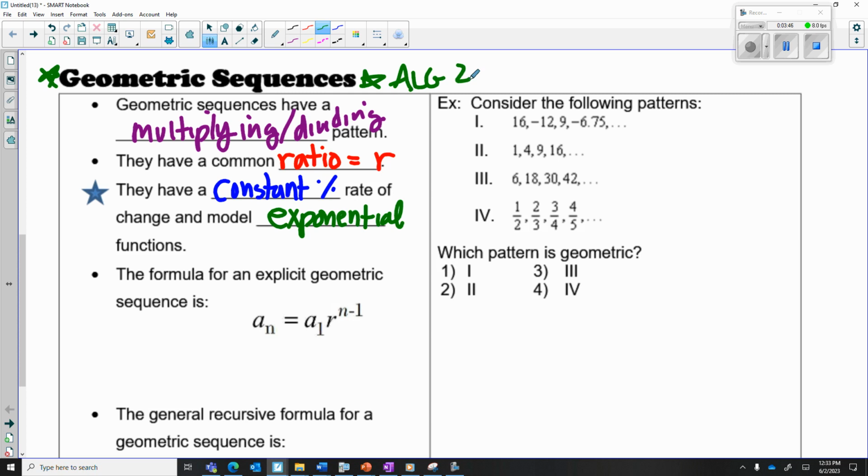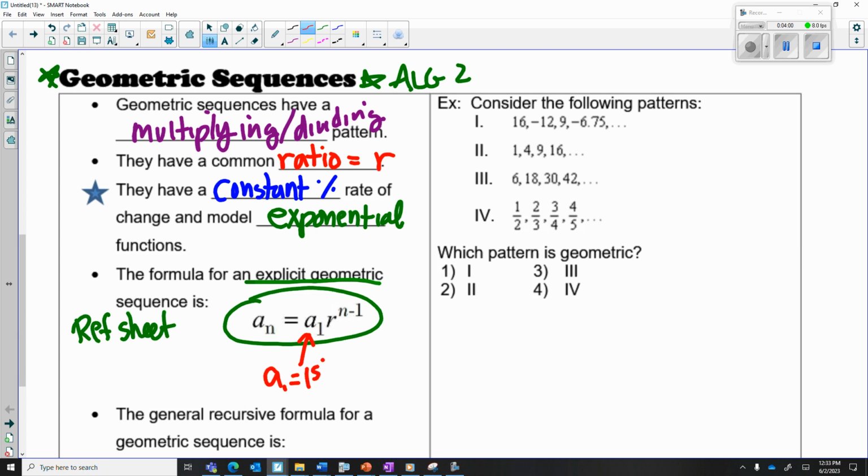So if we were to look at the reference sheet to get the explicit formula for any term for a geometric, you would look up this formula here. A sub n equals a1 times r to the n minus 1, where a1 is the first term, n is any term or the term number that you're interested in. Like the fifth term, we would plug in 5 there, for example. And then the r is the common ratio.